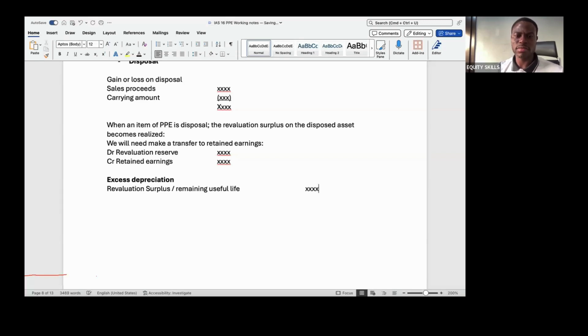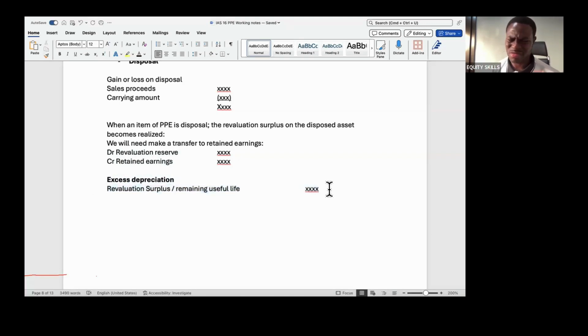Whatever you get, you'll just be using that. You'll be recognizing it, doing debit revaluation reserve, credit retained earnings, little by little. Instead of dumping everything in one year, why not just spread it over the remaining useful life of the asset? Okay, that's what excess depreciation is really talking about.